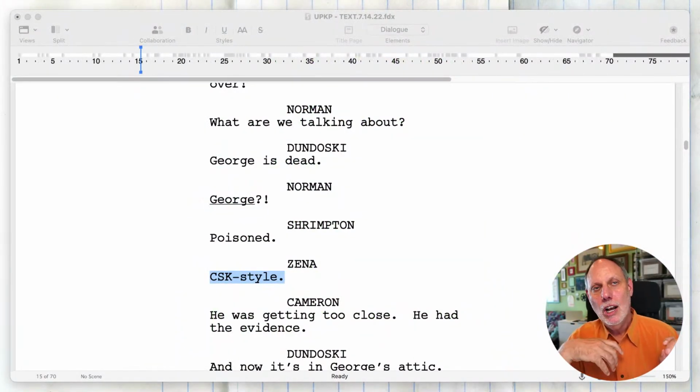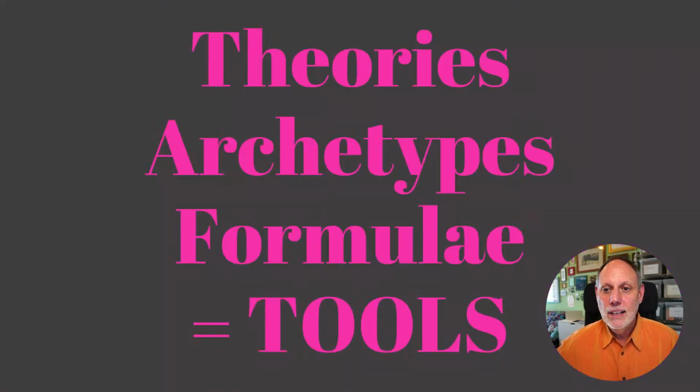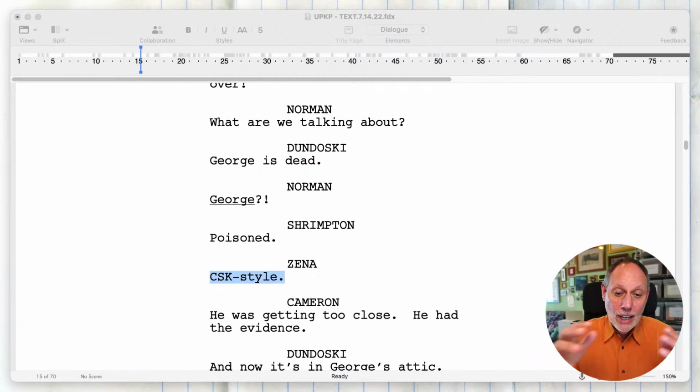There are so many people who have theorized that a structure has 5 parts, or a structure has a low point here, or a high point there. Some do, some don't. It is good to know that. However, rules are tools. Anybody who gives you a rule, they're just giving you a tool. It's not actually a rule. Theories, archetypes, formulae, they are tools you can use or not use. That's what story structure is.